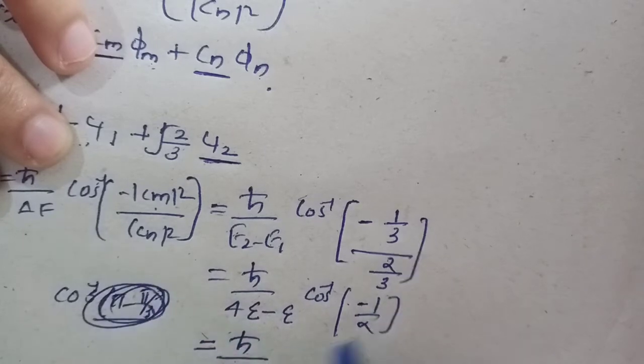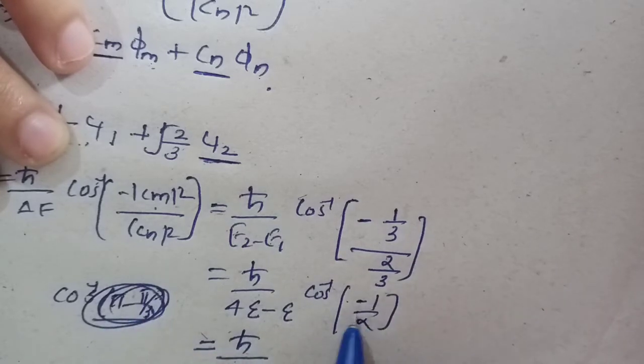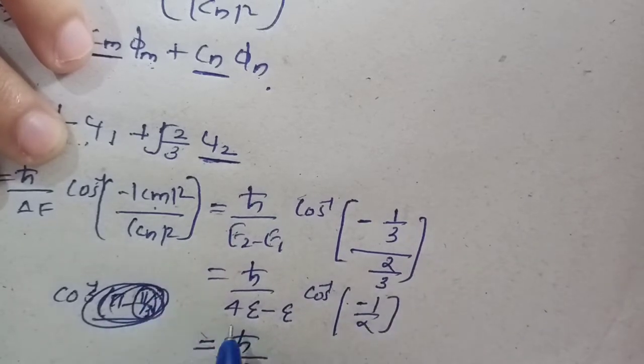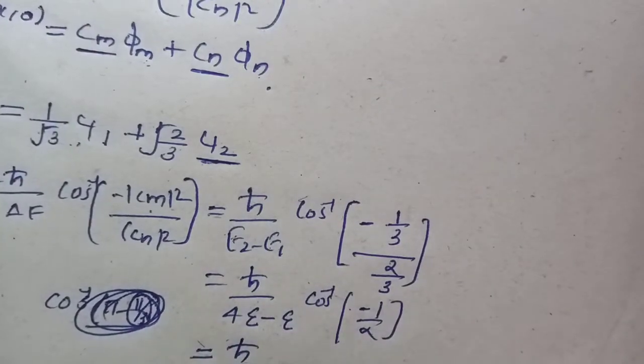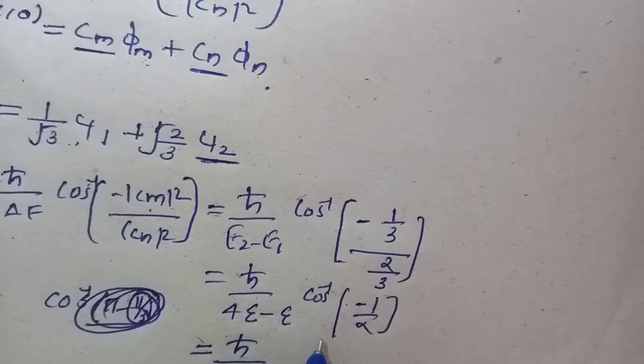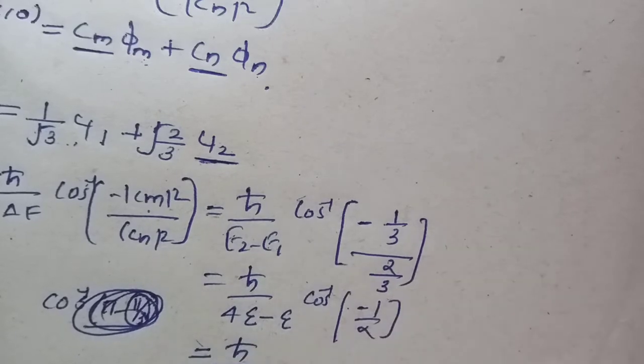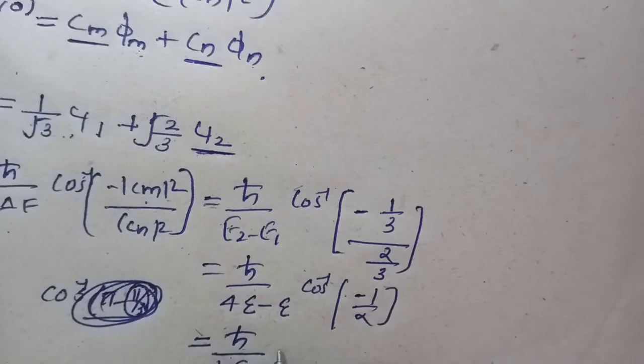Minus 1 by 2 is cos inverse of minus of pi minus pi by 3, that is 2 pi by 3. Because we know that cos of pi by 3 is 1 by 2. So for minus we have to subtract from pi. So cos inverse of minus 1 by 2 is pi minus pi by 3, that is 2 pi by 3.